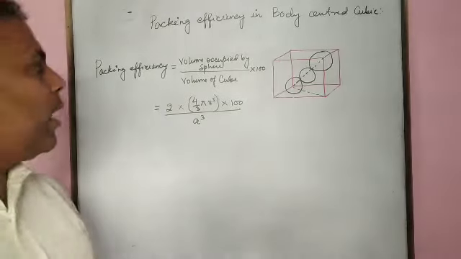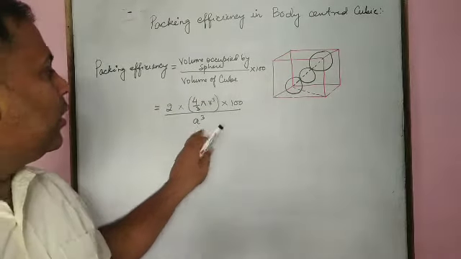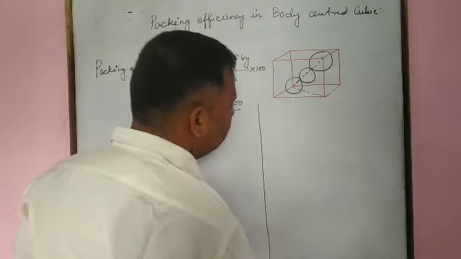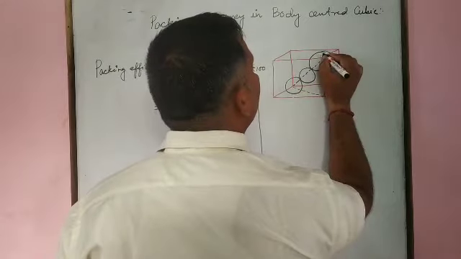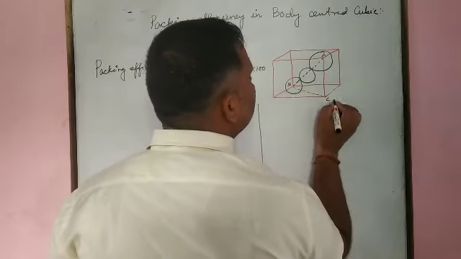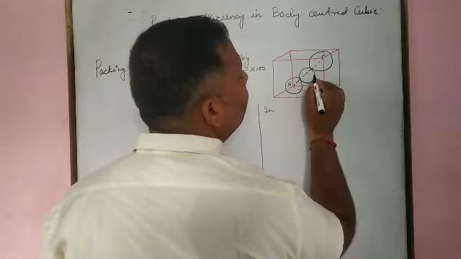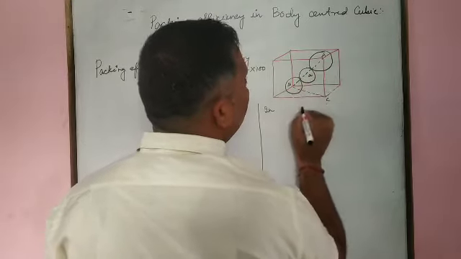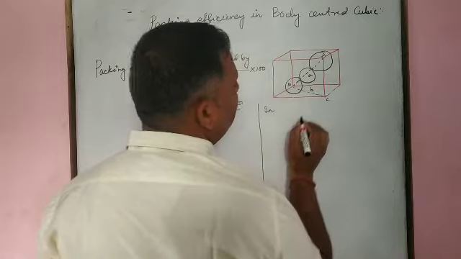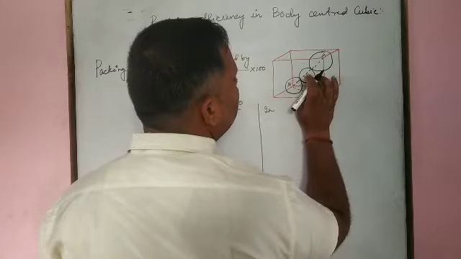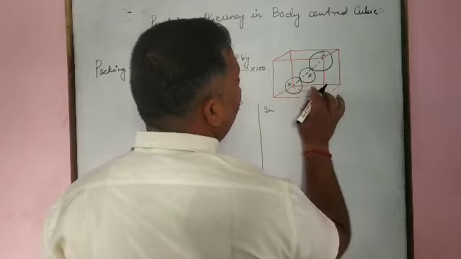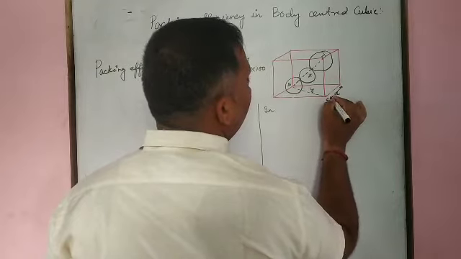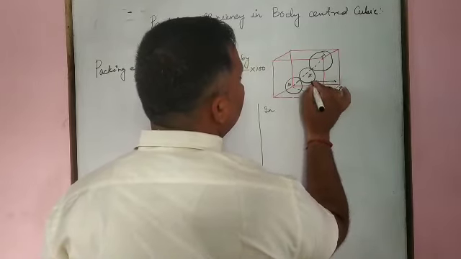In the same way, we have to get the relation between r and a cube. Let us find it. Suppose this one is A, this one is B, and this one is C. And if we suppose this edge as small a, this edge as small b, this as x, and this one as y. This one is a. This one is also a because it is a cube.